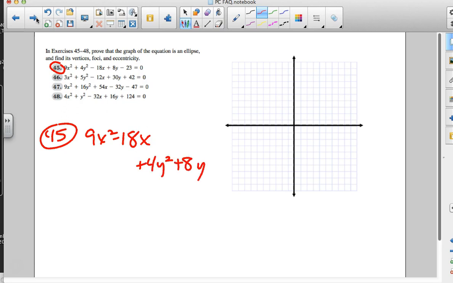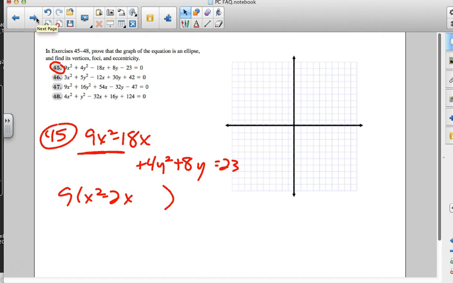And I need to move that -23 over to the other side because it's not helpful right now. So now what? Well, I need to complete the square for my x's, so I am going to have to factor out that 9 because the process of completing the square only works when you have a 1 in place for a in ax squared plus bx plus c.